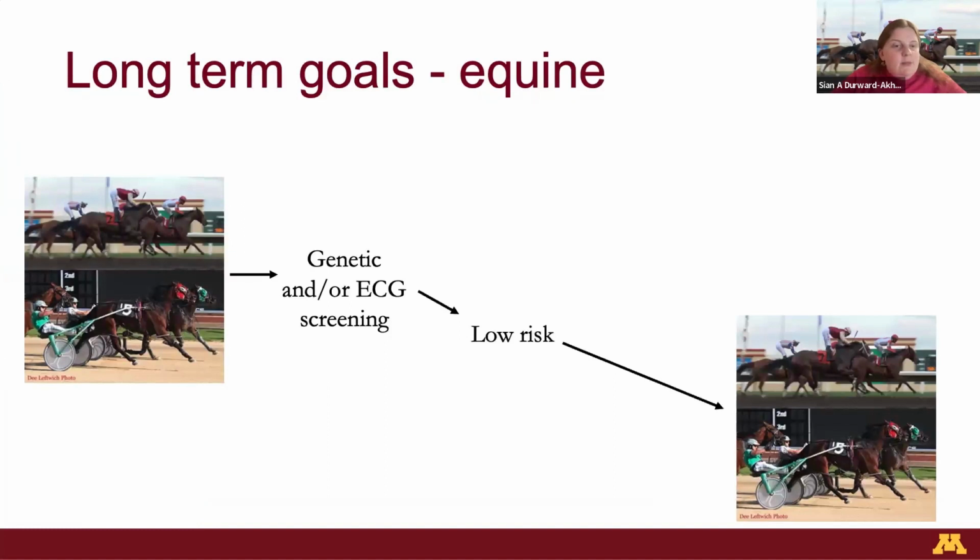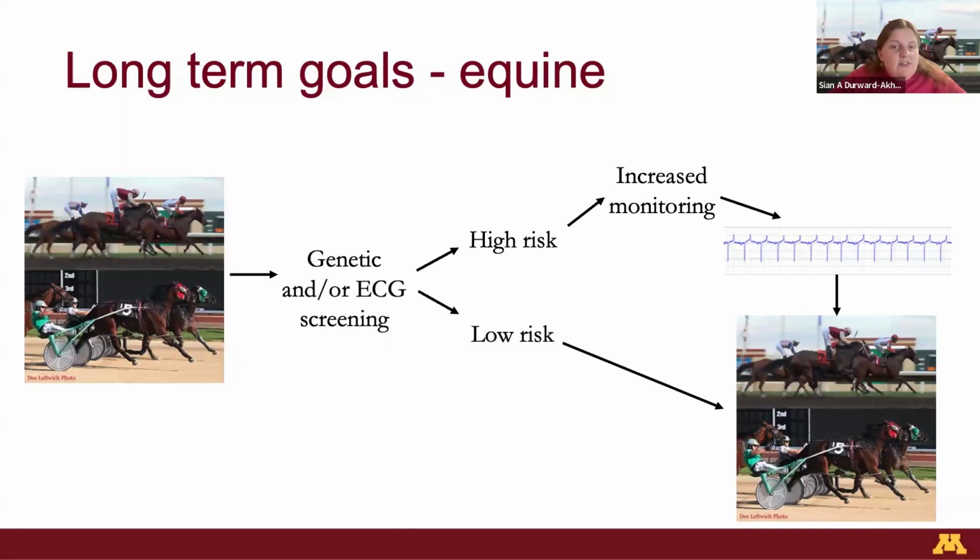And for horses that come up as being low risk, they will just be able to continue racing and training as normal without any additional veterinary intervention, based on having a very low risk of developing arrhythmias or sudden cardiac death. And then horses that have high risk will undergo increased monitoring, for example, using a cardiac workup.